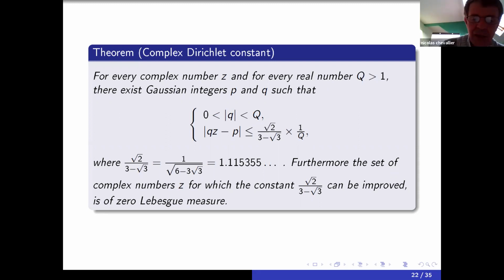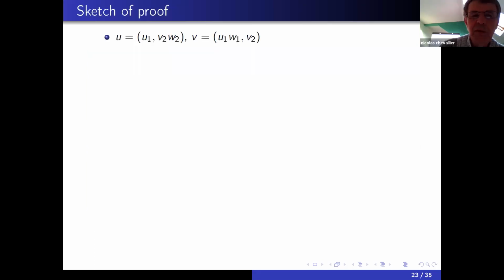I just say a few, very few words about the proof. The proof goes like that. You take two minimal vectors and you use, as before, W1 and W2, and you compute the determinant.